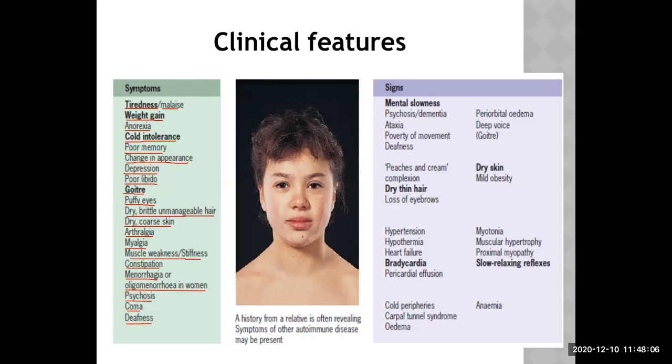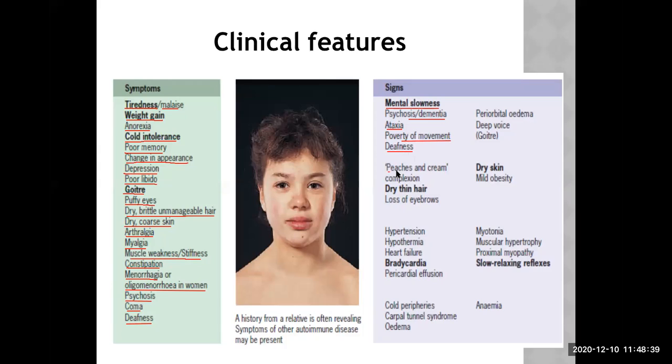Now, let's talk about the signs. Mental slowness. The person doesn't have a proper memory. The person is not as brilliant or bright as normal people. Psychosis or dementia. Ataxia, being unable to walk in a straight line, is called ataxia. There is poverty of movement. The person is not that mobile, and there is deafness. This deafness can be sensorineural or conductive deafness, both.